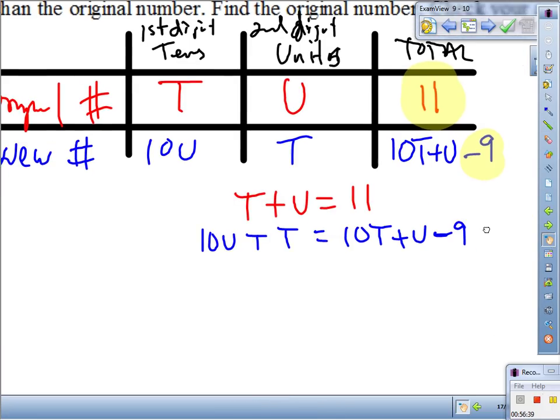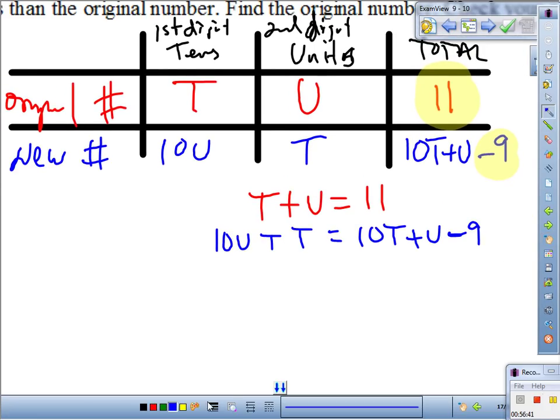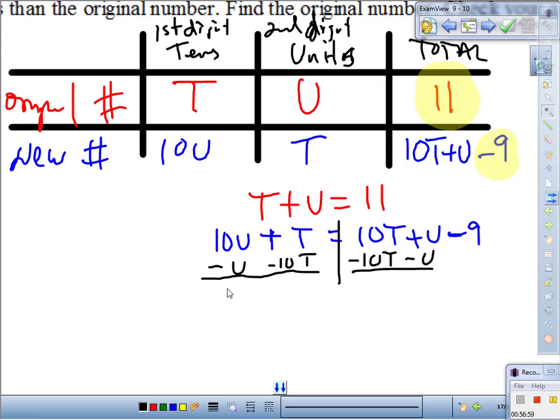The second equation, we need to get all the variables to one side. Is that correct? So therefore, minus 10t and minus u. So here we put minus u minus 10t. This is plus. So we're left with 9u minus 9t equals negative 9.